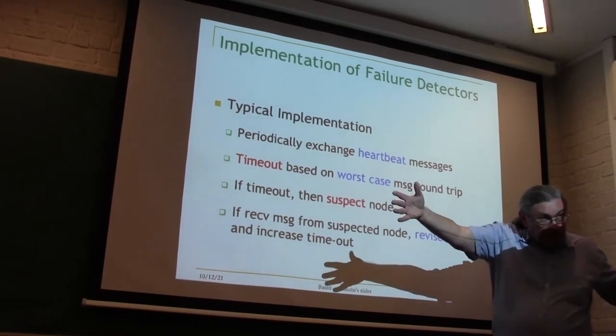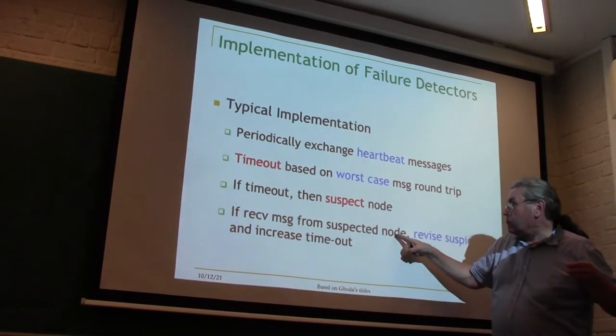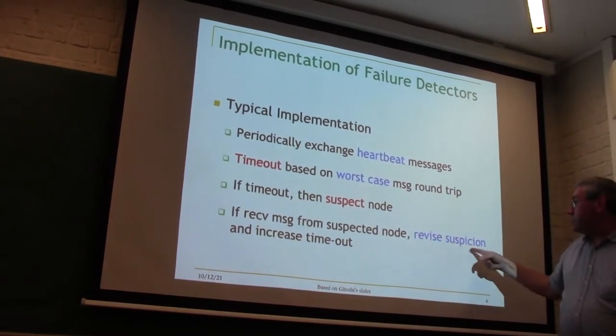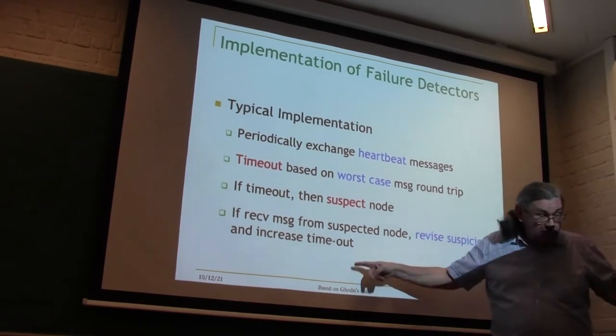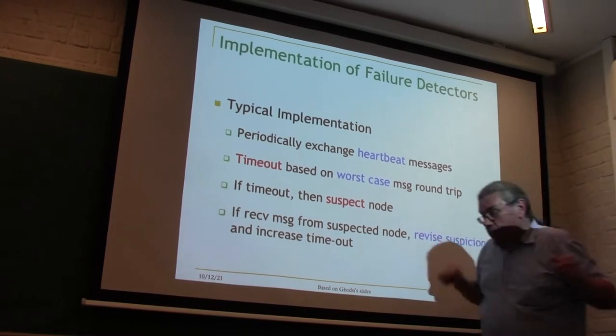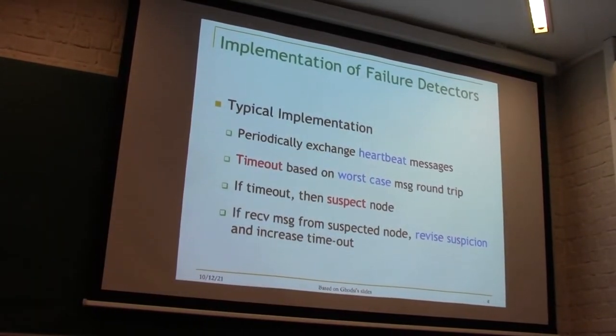Maybe it's just the time is a little bit longer. So if later you get a message again from the suspected node, then you restore, you revise the suspicion, and you increase the timeout. Okay? So this is typically an intuition on how the eventually perfect ones are implemented. I'll give you a code later, but this gives you intuition.